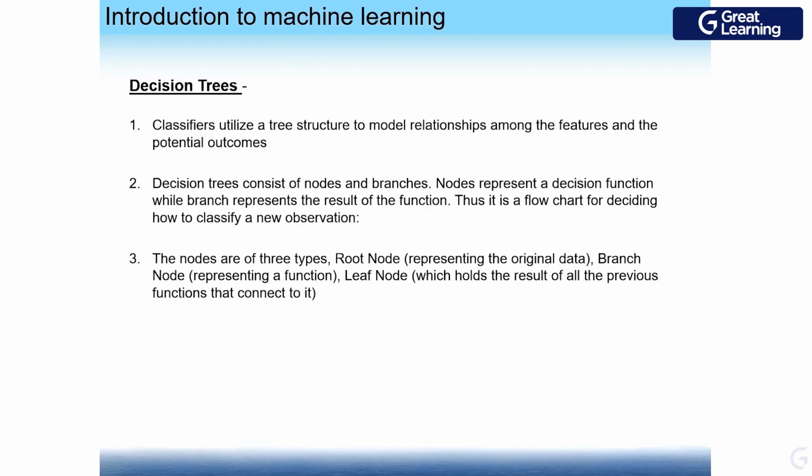What happens is the nodes are of three types: root node, branch nodes, and the leaf nodes, the three types. At the branch nodes, we have the functions and then the result of the functions. The root node represents your entire data frame, data set.